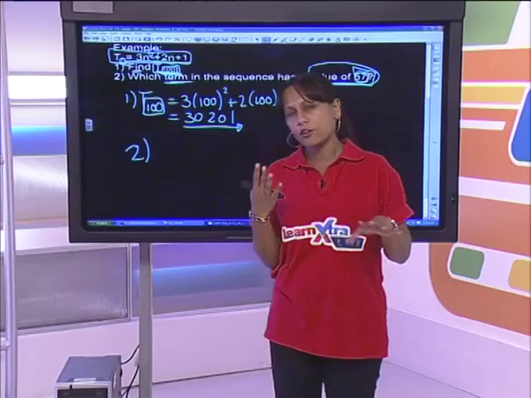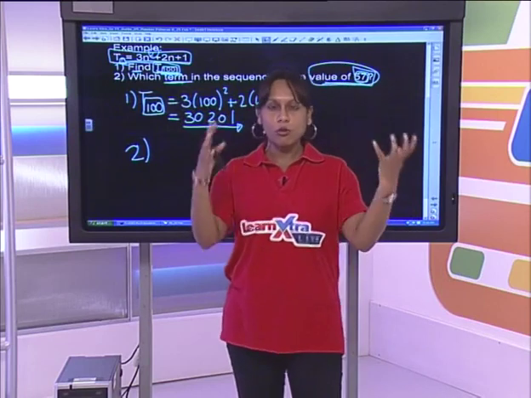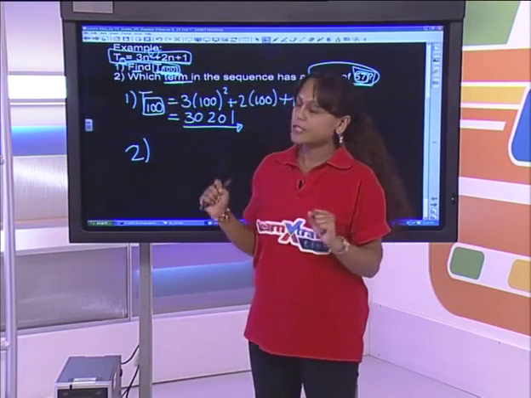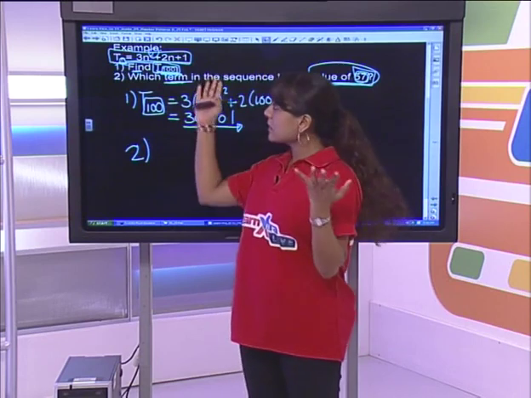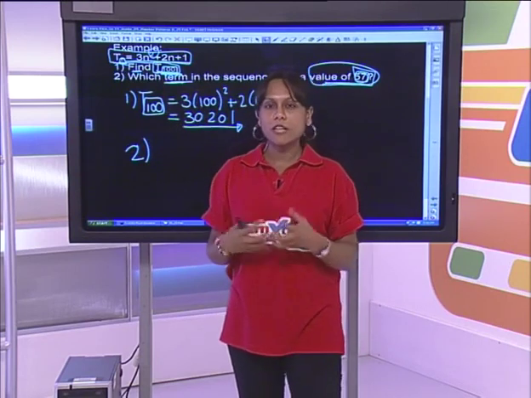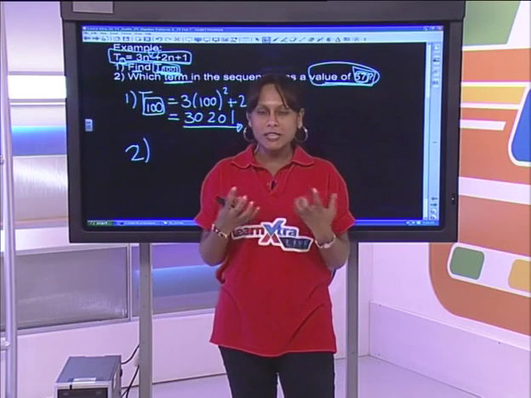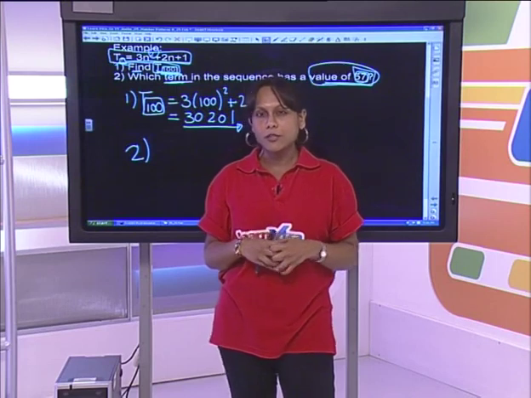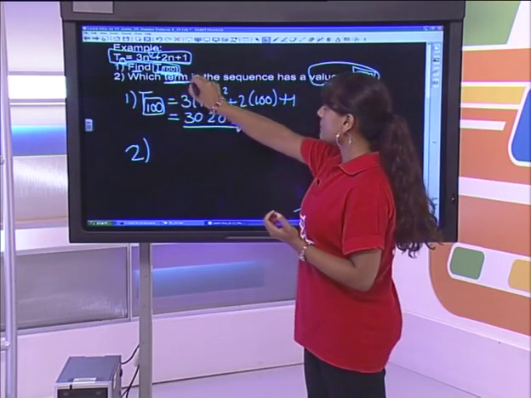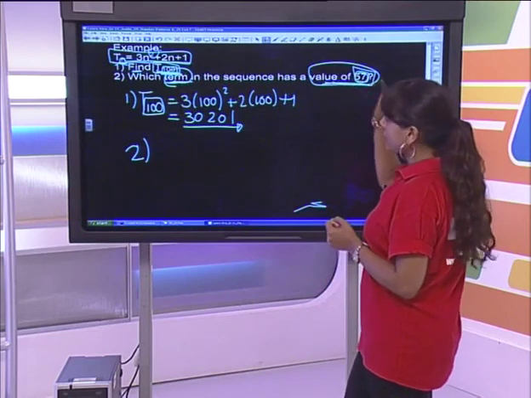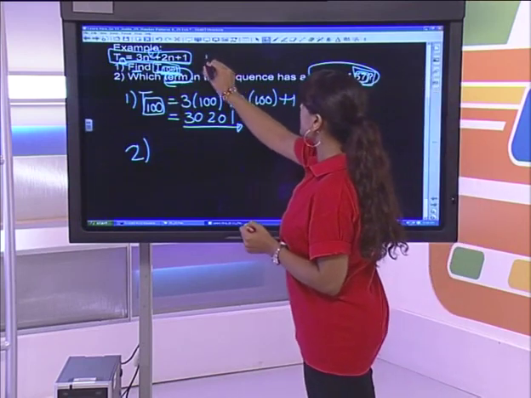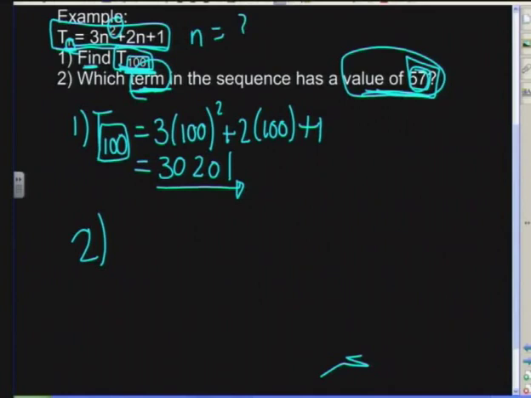Often people get confused between making the whole Tn equal to 57, or replacing the n in this quadratic sequence with the value of 57. So hopefully you guys at home realize what this question's asking us to find. They want to know which term has a value of 57. So in other words, they're looking for n. Okay, that's what we're looking for here. Don't make the mistake of saying n is 57. Okay, so we're looking for n.